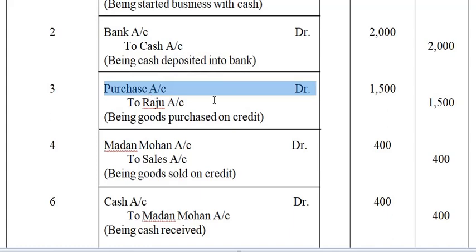Purchase is actually your expenditure. Whenever you purchase anything as an individual, it is your expenditure, isn't it? If you purchase books, copies, any kind of pen, or storybooks, that is your expenditure. And expenditures are nominal accounts. We know the golden rule, isn't it? So debit all the expenses. That is why you have to debit the purchase account.